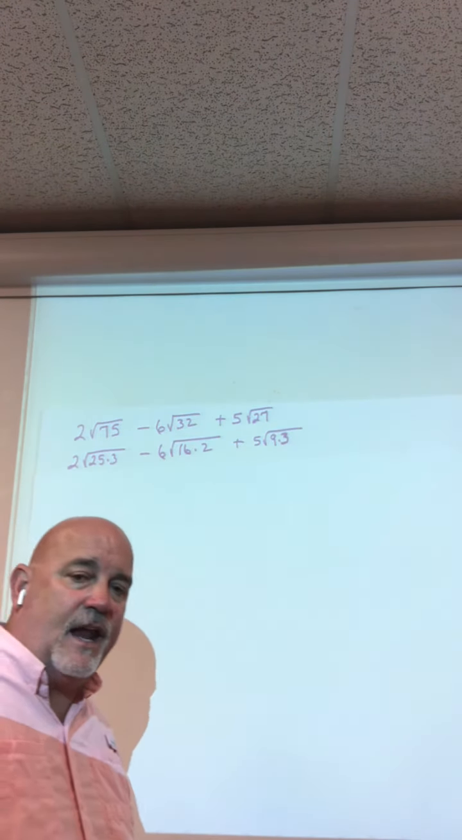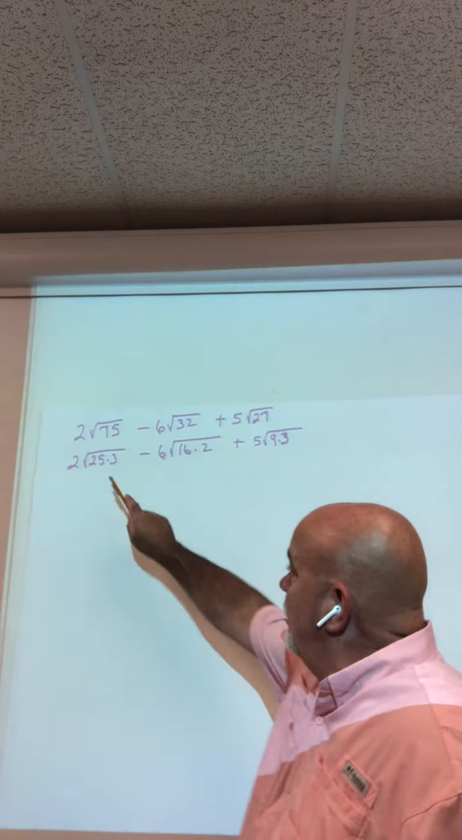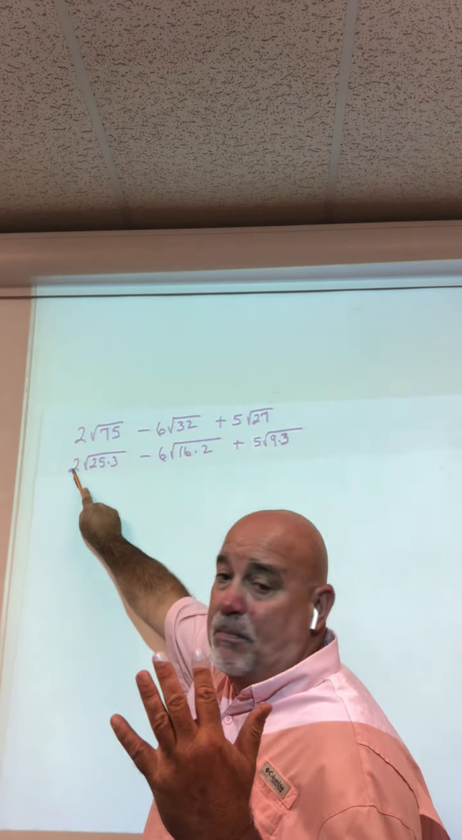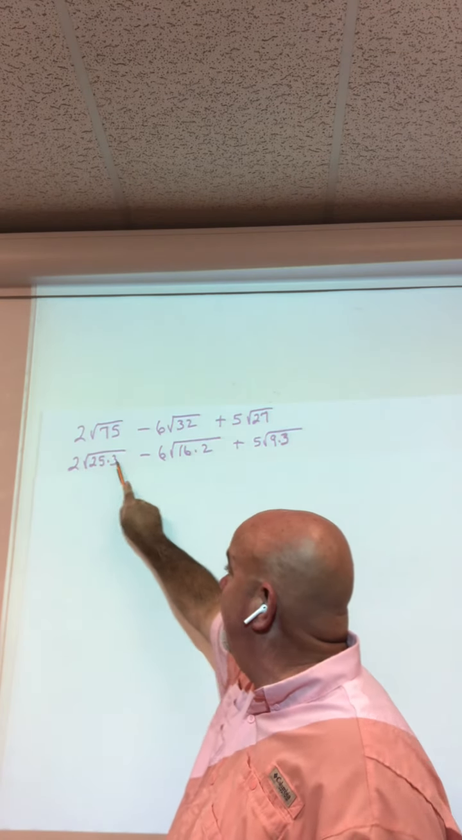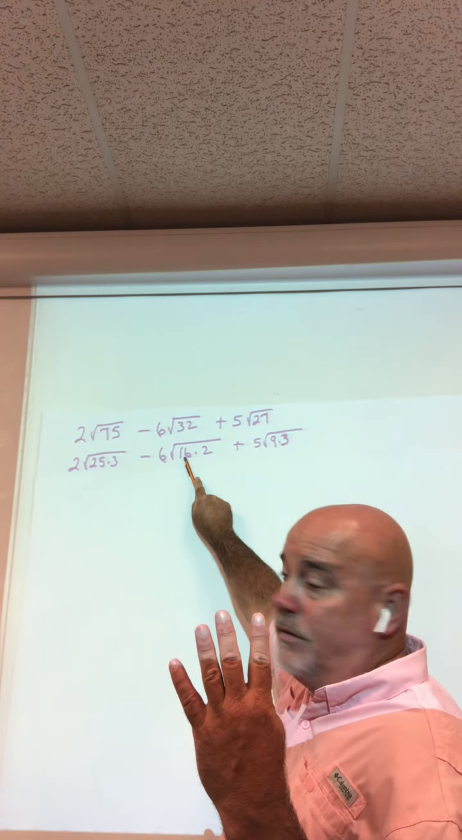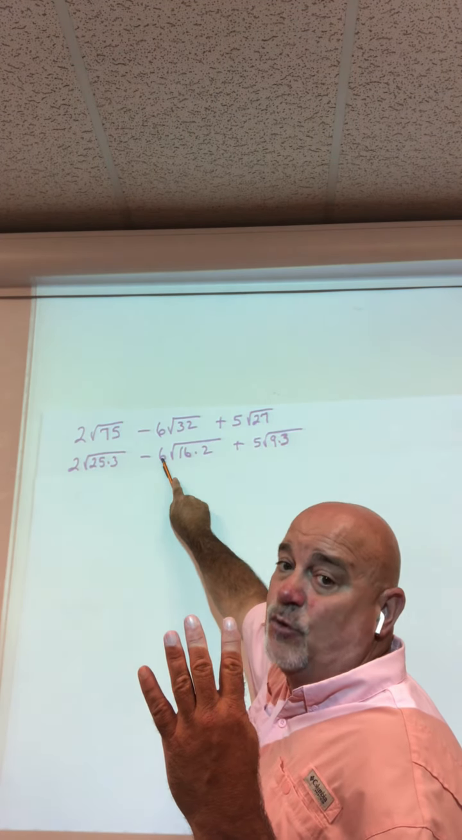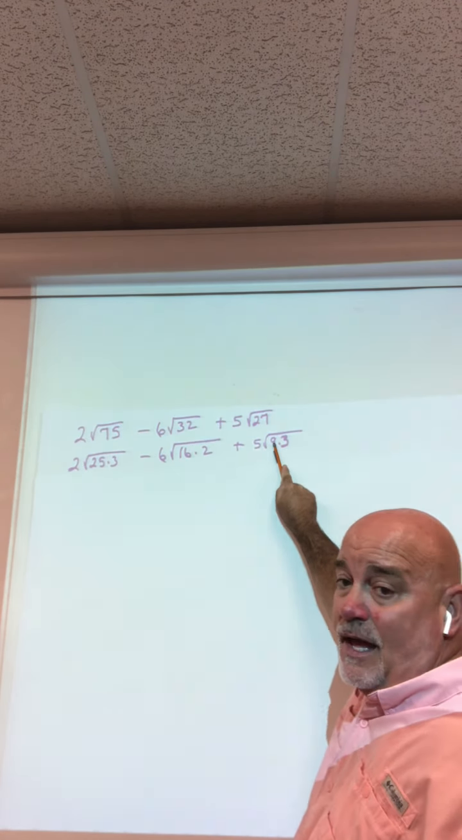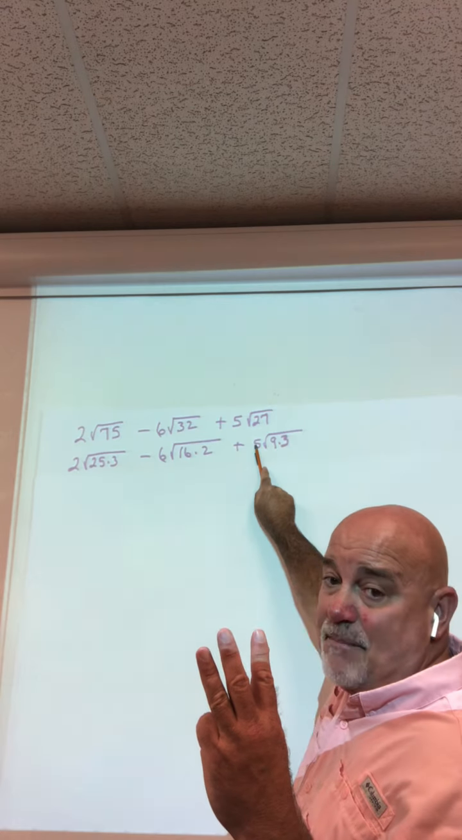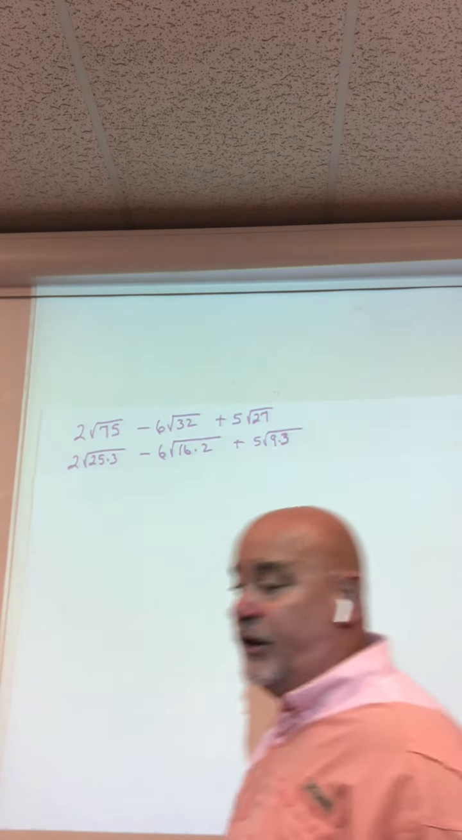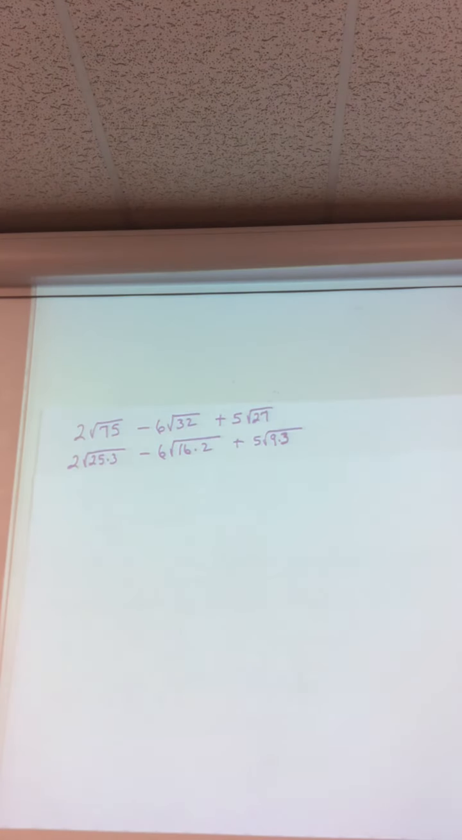Now this time I'm going to cut out a step. What's the square root of 25? 5. Then I'm going to multiply it by that 2 to get 10. That 3 will stay under. Square root of 16 is 4. Going to multiply that by 6 to get 24. Going to leave that 2 under. Square root of 9 is 3. Multiply that by what's out front. 3 times 5 is 15. That 3 will stay under. So when I do that, this is what I've got.